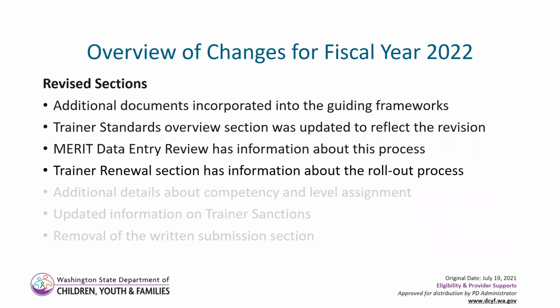In the beginning of this document, there is a section that lists the revisions that were made for the current fiscal year and the new sections that have been added. On this slide, you see the black text that goes over some of the smaller updates that were made for this year. For example, we added additional resources to the guiding framework section, and we updated the section on the trainer standards to reflect the revisions that were made last fiscal year.